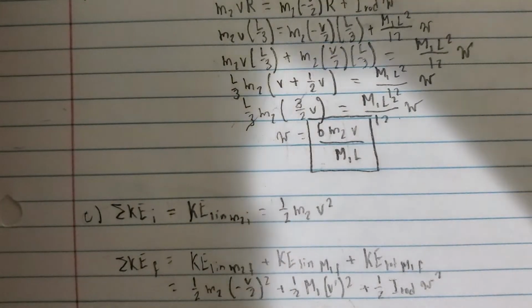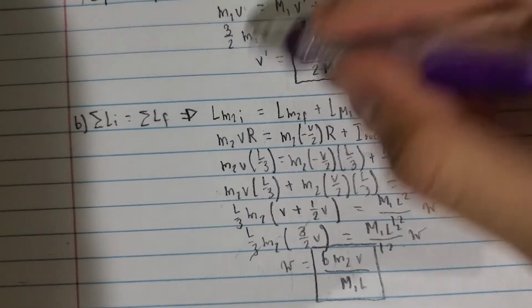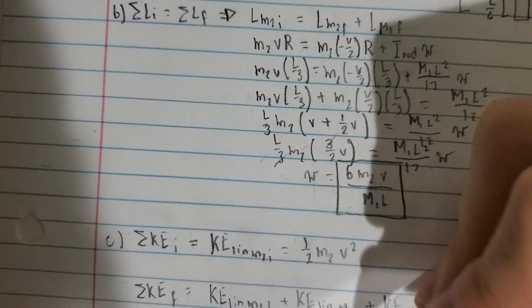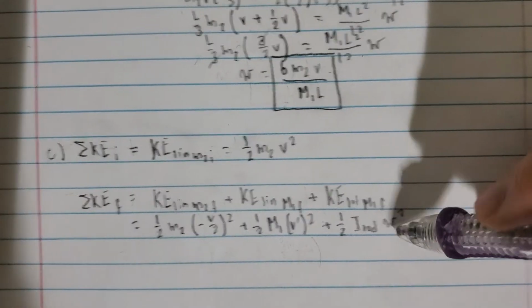Okay. Now I'm going to plug in what I solved in part A for V prime right here, and solve it. Plug in this for omega.